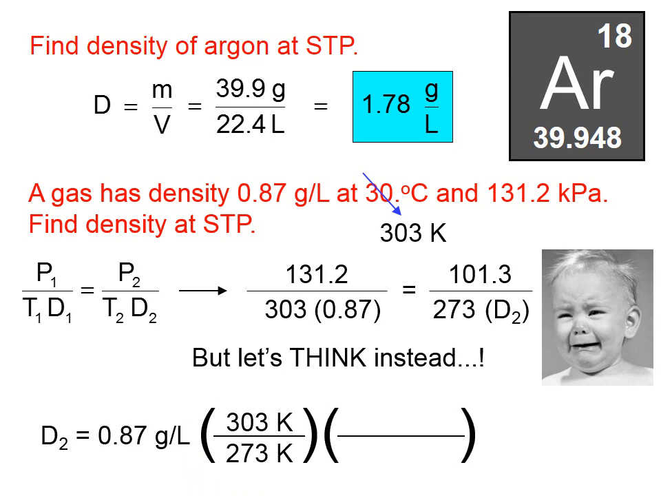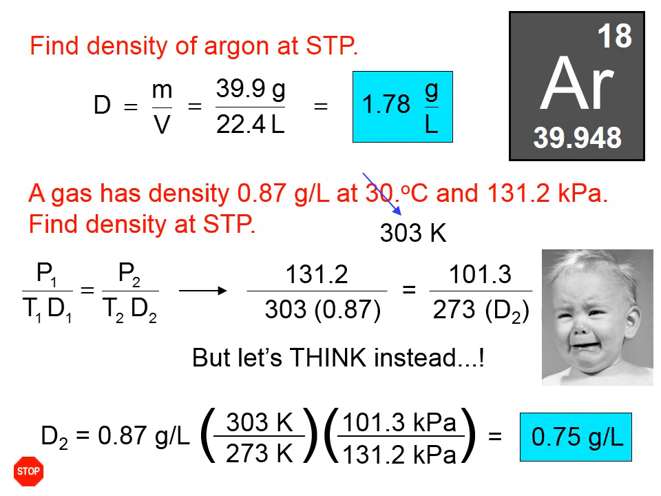Let's do the same thing for the pressure. The pressure started at 131.2 and ended at 101.3. What must have happened to the volume if the pressure decreased? And the answer is, I think if the pressure decreased, the volume must have gotten bigger. And when the volume gets bigger, what happens to the density? Doesn't it go down? Therefore, this fraction needs to have a value smaller than 1. Either way you do it, you will get 0.75 grams per liter.